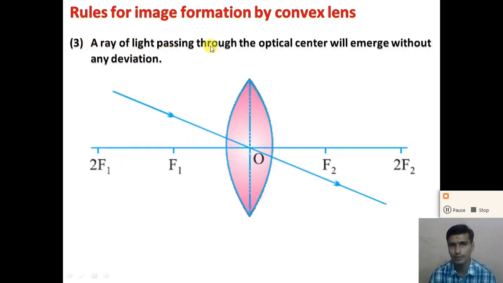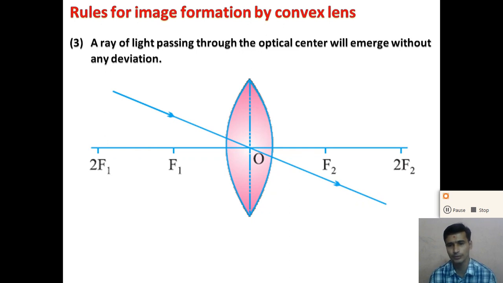Now what is the third rule? A ray of light passing through the optical center will emerge without any deviation. No refraction occurs when a ray of light passes through the optical center. So when a ray of light passes through the optical center, it will emerge after refraction without any deviation, right? The ray of light does not bend after refraction.